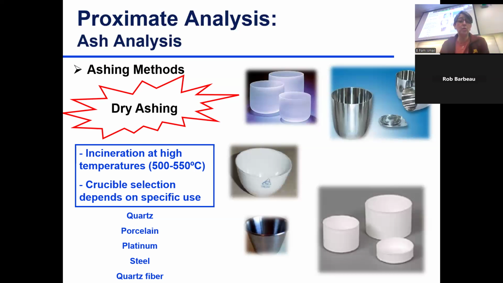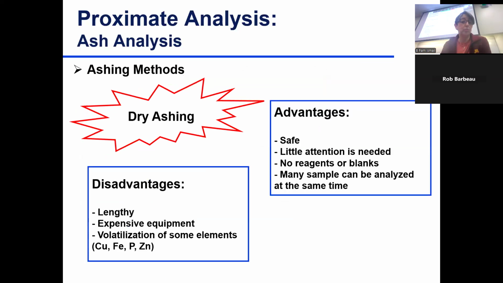But you will be using porcelain in the lab. So dry ashing, the advantages: it's safe, well, relatively. You don't want to put anything flammable close by if it is on. And also you don't open it if it's hot. What we usually do is we put the samples in when it's cold, close it, turn it on. And then when you're done, you turn it off to cool down before you take the samples out. You don't open the muffle furnace when it's really hot. You don't want to do that.